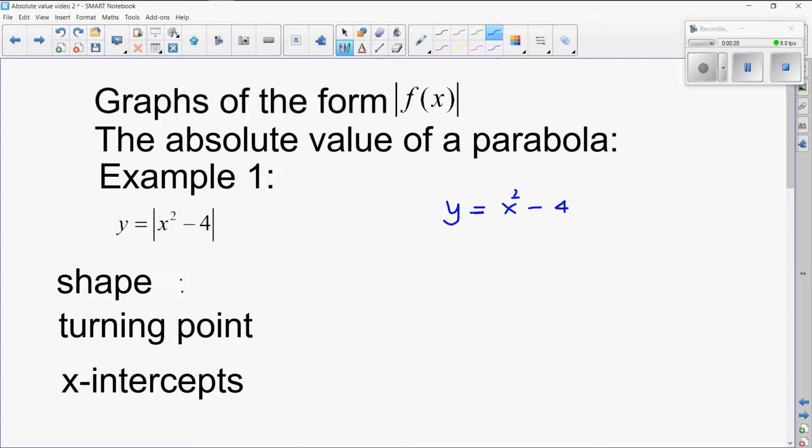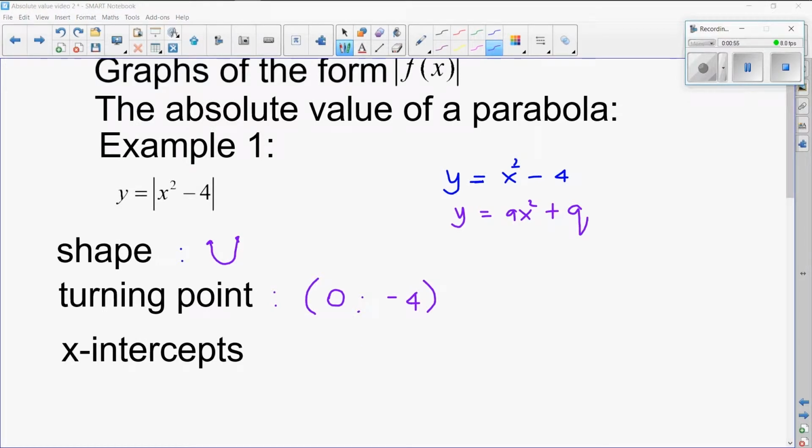So when drawing the parabola, we know that the parabola is given to us in the form of y equals ax squared plus q. I see that a has a value of 1 and it's positive, so this is the shape of my parabola. I now need to find the turning point. The turning point will have the x value at 0 and the y value at negative 4.